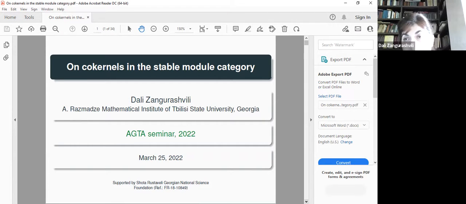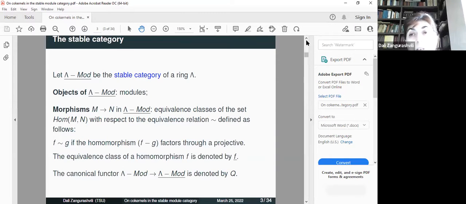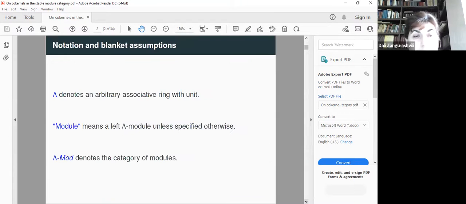Before I give the history of this question, let me first give the preliminary information related to this subject. First of all, let us agree about the notation. Throughout my talk, lambda denotes an arbitrary associative ring with unit. Module means a left lambda module unless specified otherwise. And lambda module denotes the category of modules.